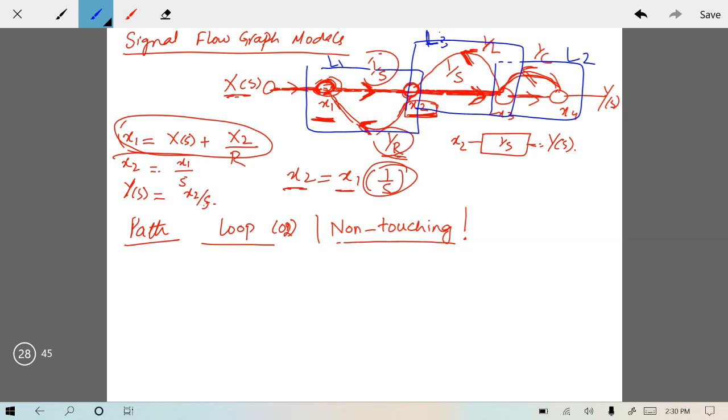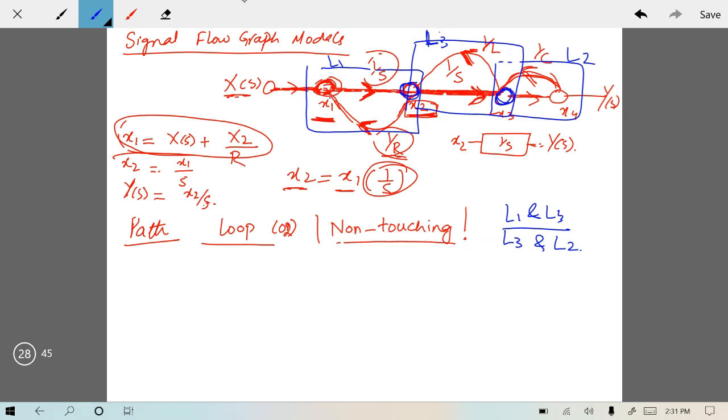So are L1 and L3 non-touching? No. L1 and L3 are touching loops because they share this common node x2. You can move from x1 to x2 and back to x1 in loop L1, and you can move from x2 to x3 and back to x2 in loop L3. So loops L1 and L3 are touching loops. However, L1 and L2 are non-touching loops, and L3 and L2 are touching loops because they are sharing this node x3.